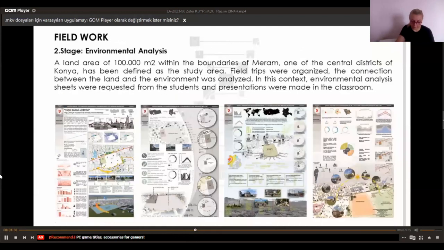Step 2. Environmental analysis. A land area of 100,000 square meters within the boundaries of Meram, Konya has been defined as the study area. Field trips were organized. The connection between the land and its environment was analyzed.